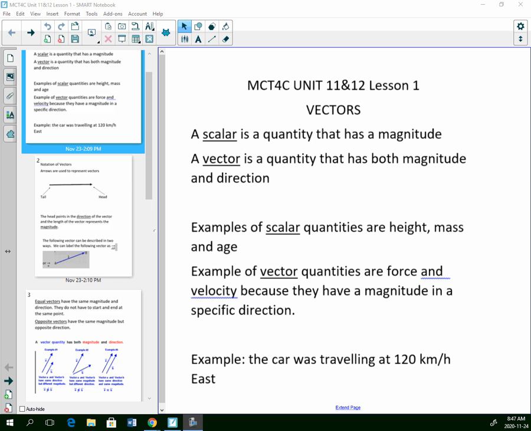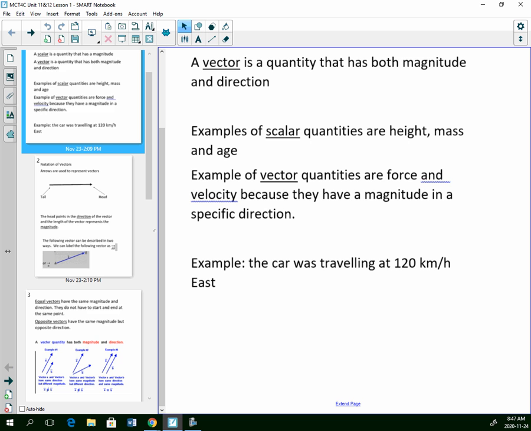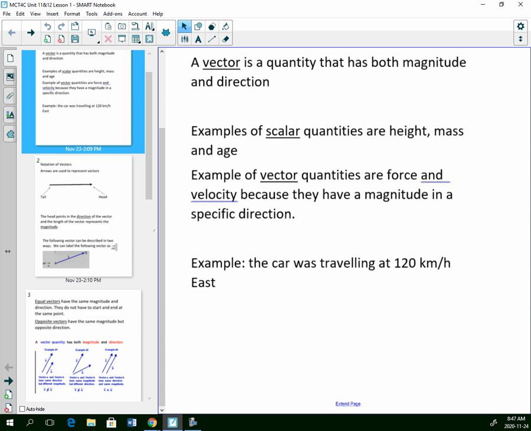So for example, velocity is a common one, along with speed. I might say the car was traveling at 120 kilometers per hour in the direction east. Force is a vector quantity because maybe we're pulling on something in a certain direction. So vector quantities have to have both a magnitude and a direction.